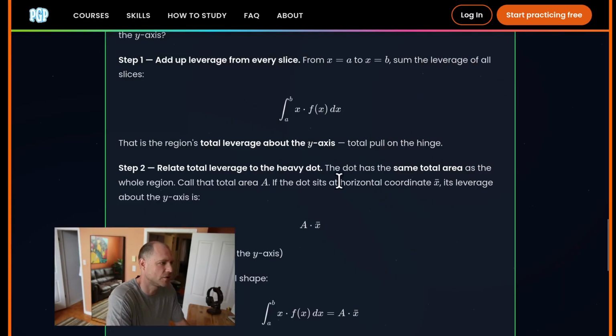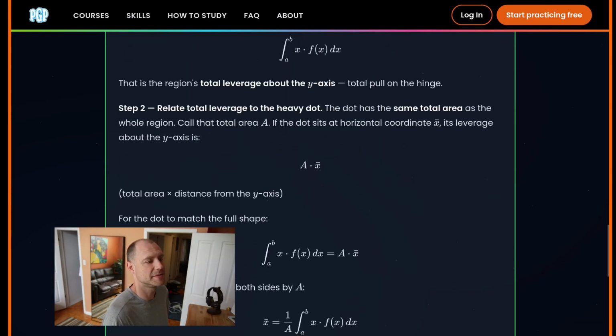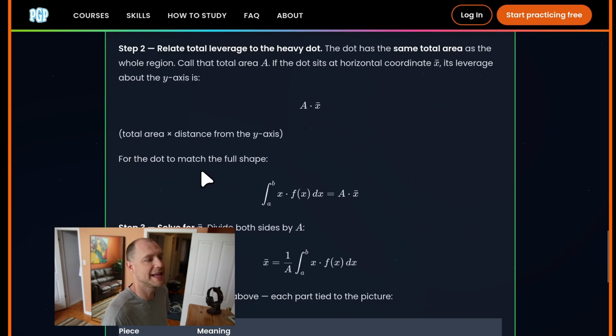If the dot sits at the horizontal coordinate x bar, that's just an x value like 3 or 4 or 3.5 or something like that, its leverage about the y-axis is weight times distance. So that's total area times distance from the y-axis. That's the same thing we've been talking about this whole time of what leverage is. For the dot to match the leverage of the full shape, maybe I should have added that word in there, but I said it here, it's good enough.